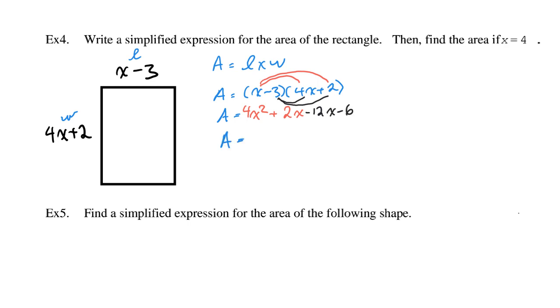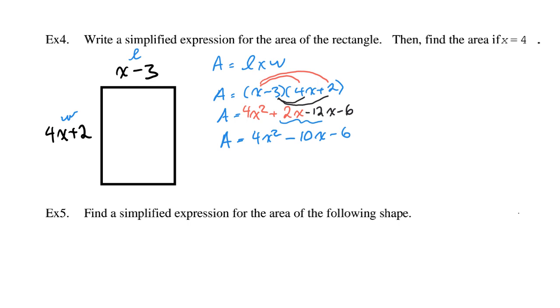So now our area simplified is just going to be 4x squared, add the middle. So now you've got 2x minus 12x is minus 10x. Just use your calculator for that. And then minus 6. So now it asks us to find the area of the written expression.